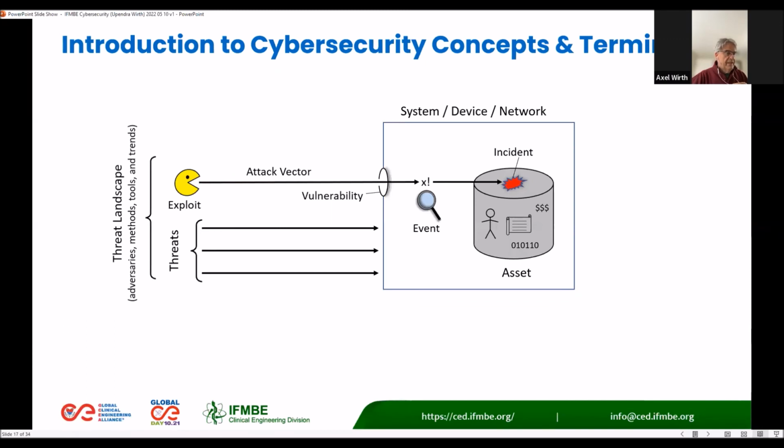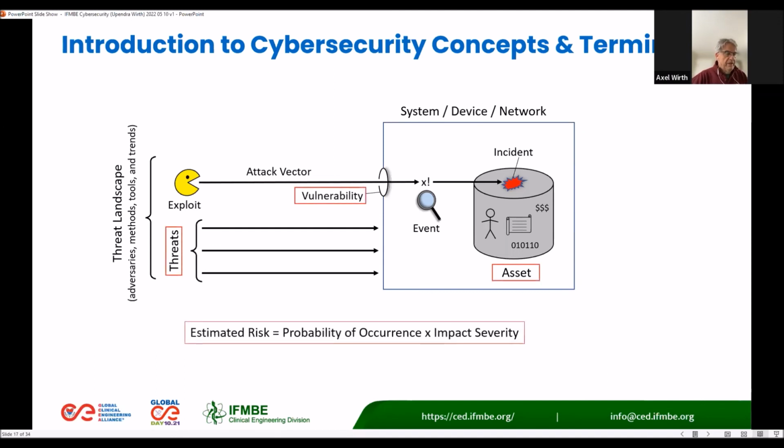Then we have the threat landscape, which is basically a general term that describes the adversaries, the methods they're using, the tools, and the trends we're seeing: new malware being developed, new attack groups being formed, new methods they are applying, and so forth. And then we can estimate the risk by looking at the probability of occurrence and the impact severity of the event should it occur, right? And that gives us an estimation of risk.